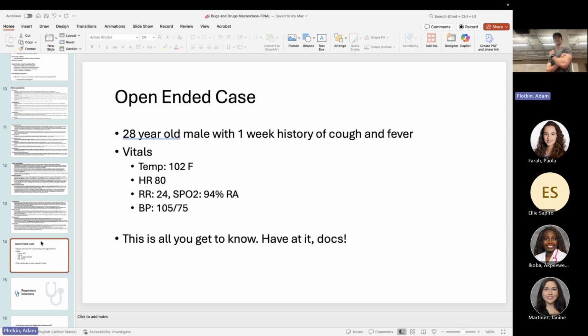Okay, you guys got enough history? Okay, how would you sum up, if you had to, in a one liner, what's going on here? I would say healthy young male presenting with treatment failure pneumonia post travel to Mexico. I think that's a fair assessment, right?